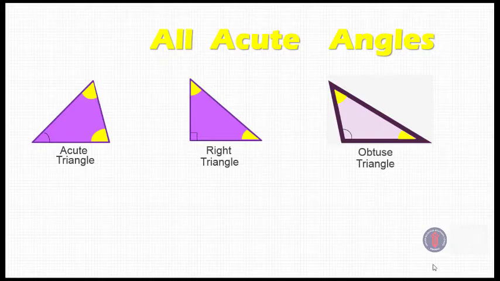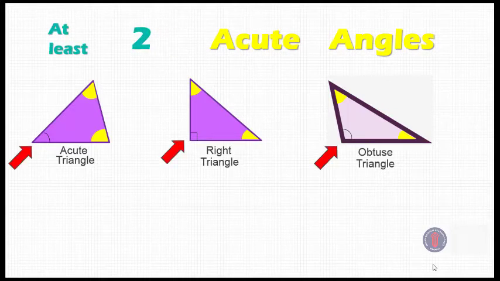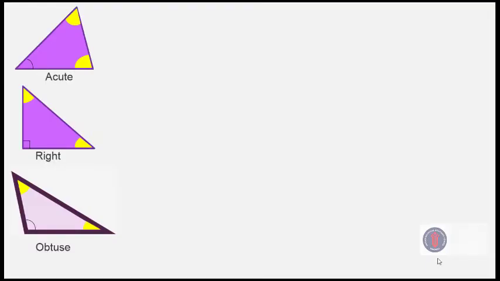So triangles always have at least 2 acute angles, and it's the other angle that determines what type it is. That's important to know so you don't get tricked. For any given triangle, just because you see one acute angle, that doesn't mean it's an acute triangle. You have to look at all the angles to tell if it is an acute triangle.